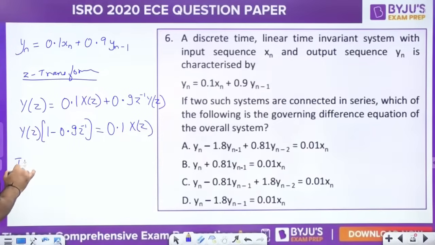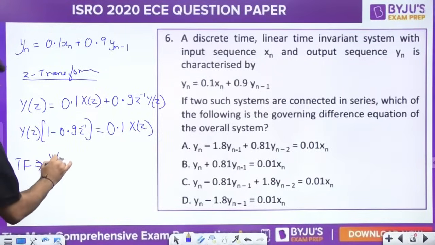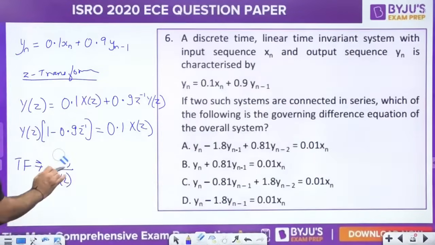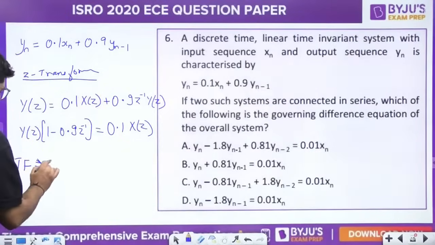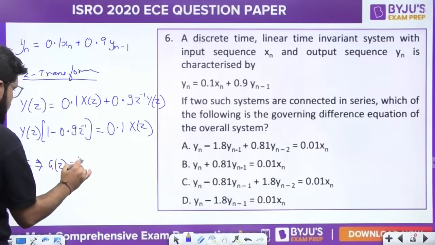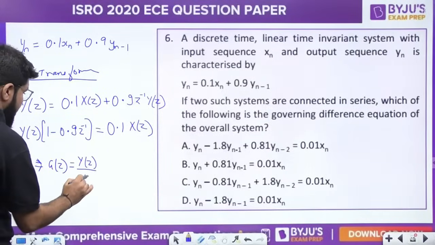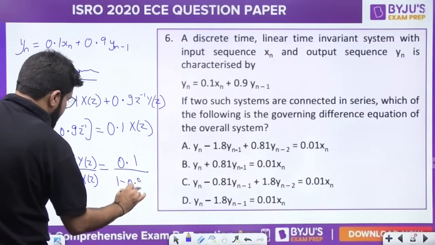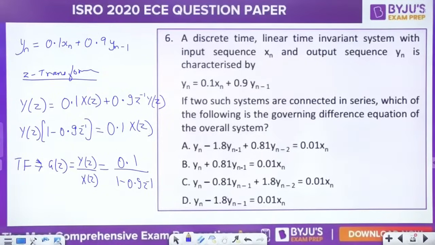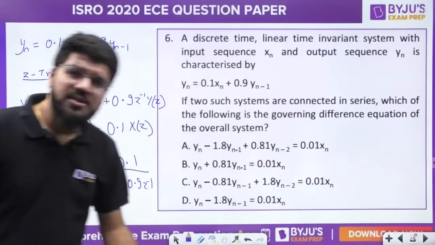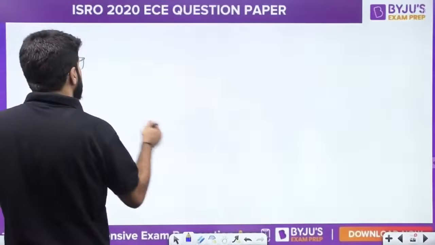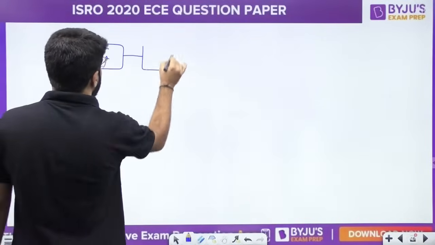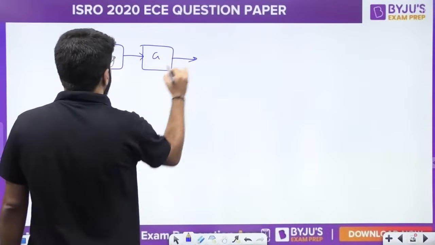We know that the transfer function of any system is the ratio of output to input transform. Let us say this transfer function is G(z), the ratio of output to input Z transform, Y(z) upon X(z). So that is 0.1 divided by 1 minus 0.9 z inverse. That is the transfer function of one system. Now two such systems are connected in series, and both of them have the transfer function G.